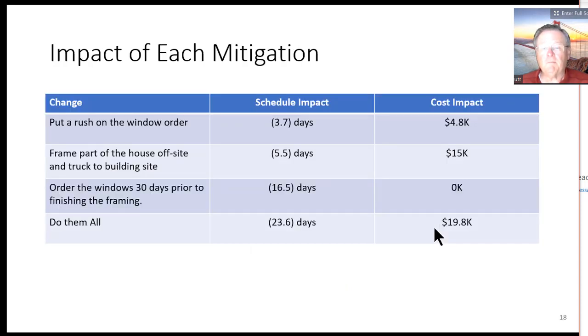We can also look at the impact of each of these mitigations separately rather than collectively. So if we rush the window order, schedule impact is 3.7 days earlier at a cost of 4.8. Framing off-site saves us 5.5 and the cost is 15,000. Ordering the windows 30 days prior to finishing the framing saves 16 days. It doesn't cost us anything. And if we did all three of these things, we get 23, 24 days at a cost of $20,000. So then what do you want to do here? What would you like to do? Would you do them all?